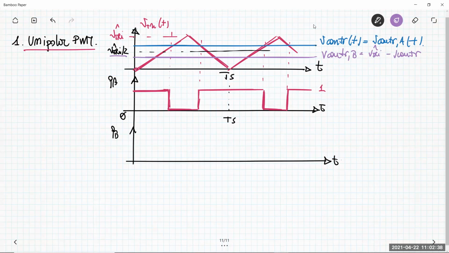Now we have a control voltage for the leg B and a triangular waveform, and we have to use the same rule of generation for the QB that we use for the leg A. So when the triangular waveform is less than the control voltage, the QB is 1. Otherwise, it would be 0.